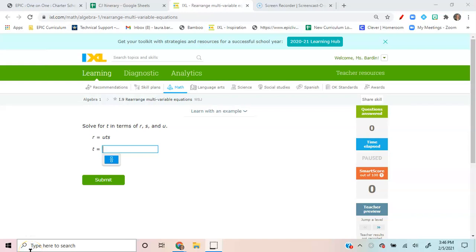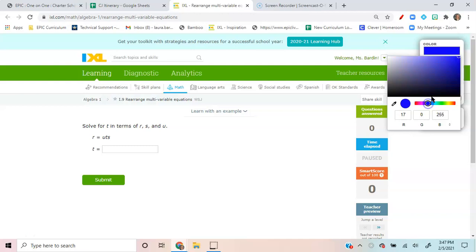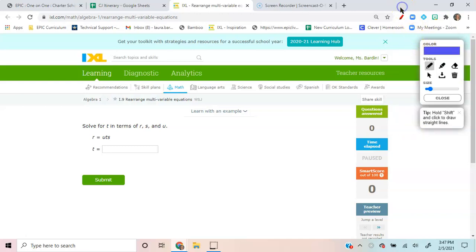Hey class, this is for IXL Algebra 1, I9, rearranged multivariable equations. In this lesson, what we want to understand is that there's an opposite to every operation. The opposite of add is subtract, the opposite of multiply is divide, and the opposite of an exponent is a square root. Let's keep that in mind as we begin to solve for t in terms of r, s, and u.